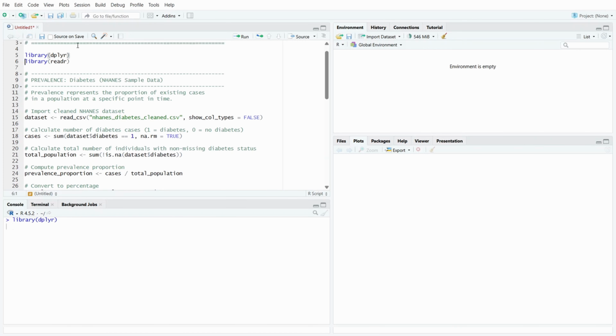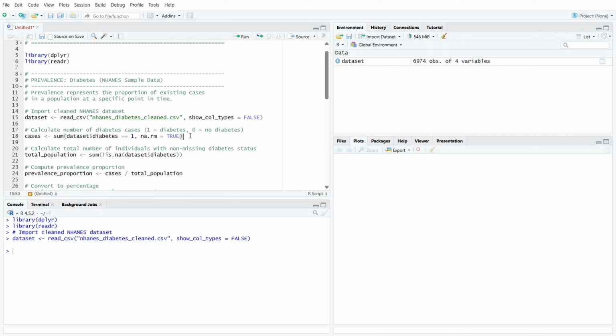We begin by loading a cleaned NHANES dataset that contains a binary variable called diabetes, where 1 indicates the presence of diabetes and 0 indicates its absence. Prevalence measures the proportion of existing cases in a population at a specific point in time. So we count the number of individuals with diabetes.